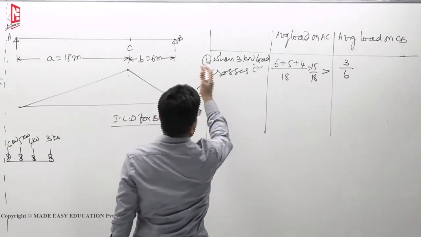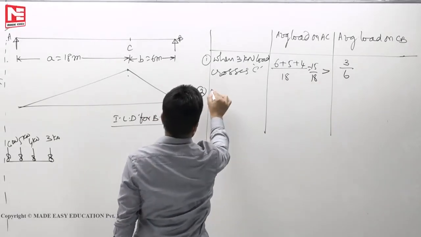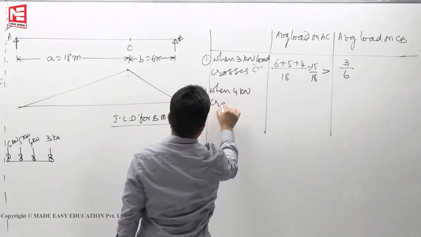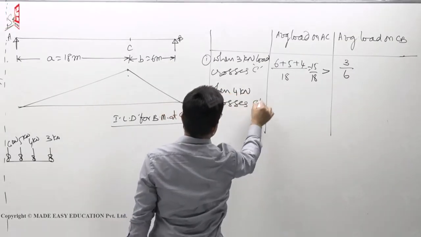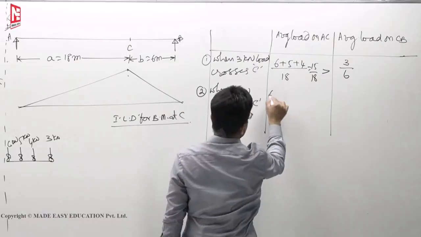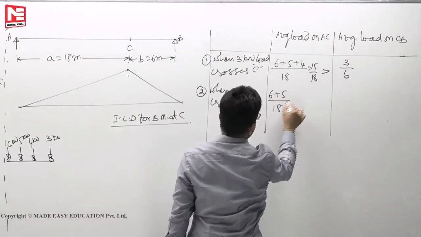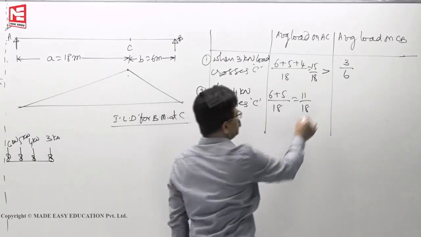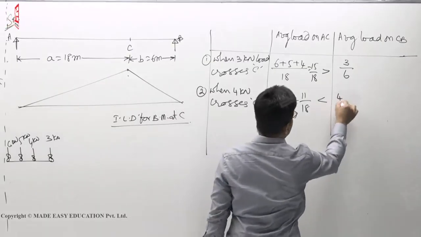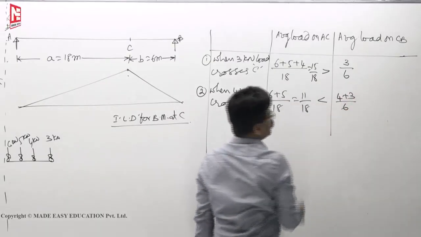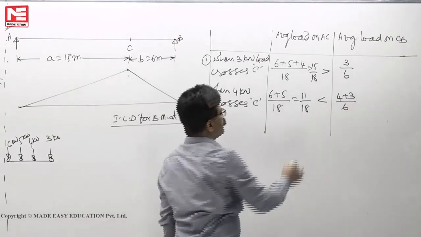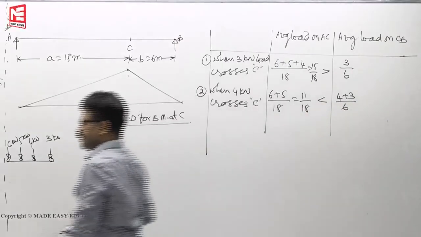Then ask the driver 4 kilonewton also to cross C. When 4 kilonewton crosses C, 4 also crossed, now you will get 6 plus 5 by 18, 11 by 18. So now this value is less than 4 plus 3 by 6. 7 by 6 means it is more than 1, it is less than 1. See here, less than symbol happened.